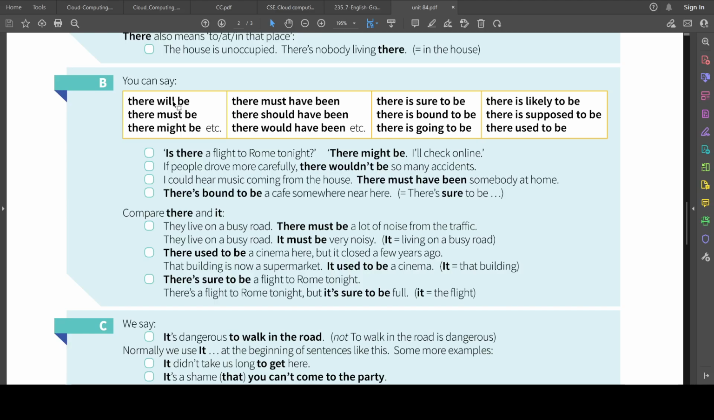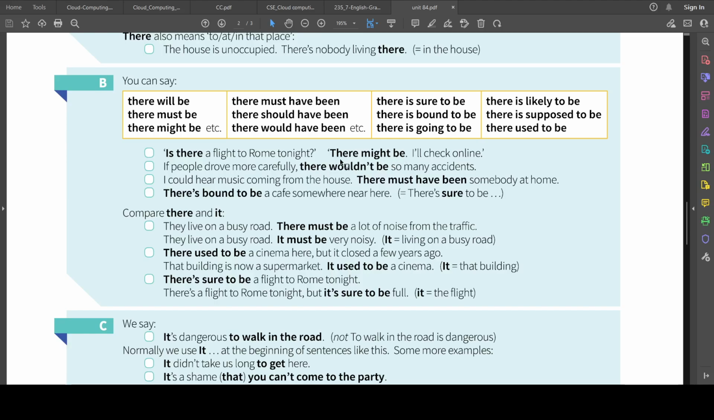So an example of there would be: is there a flight to Rome tonight? There might be. I'll check online. Check it out. Is there a flight to Rome tonight? We're talking about if there exists any flight to Rome tonight. So there might be. We're talking about the probability. You know, there might be.